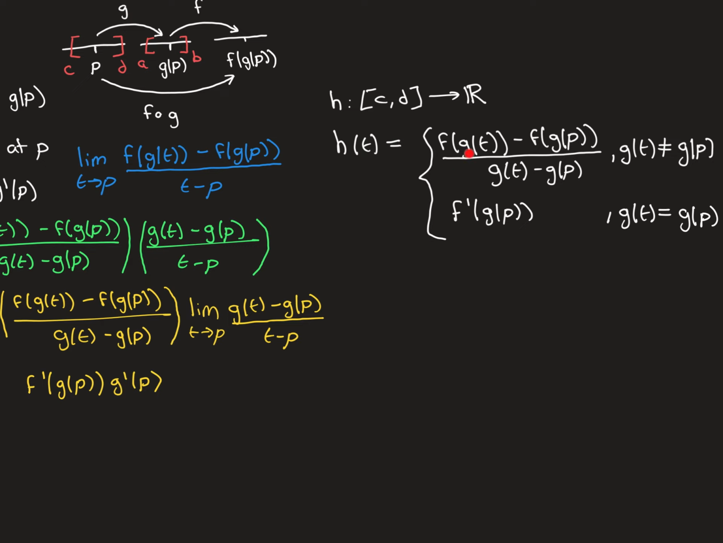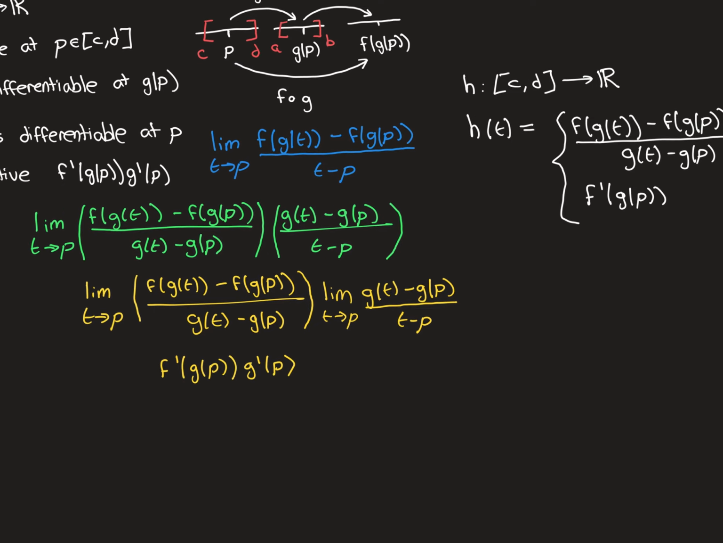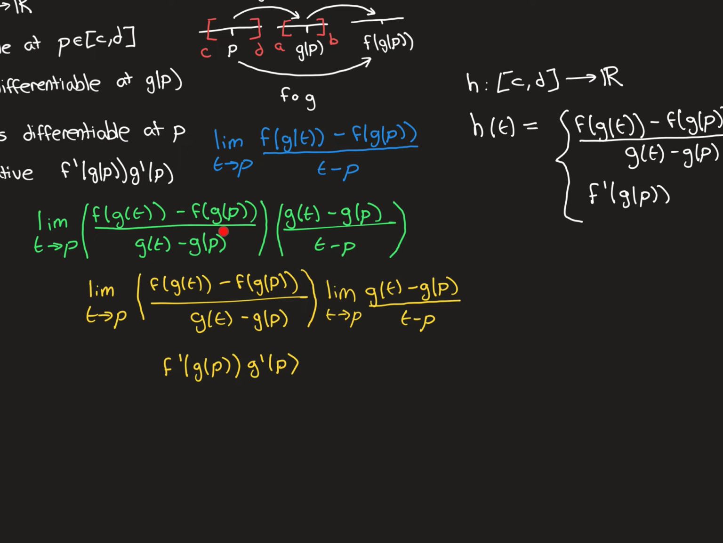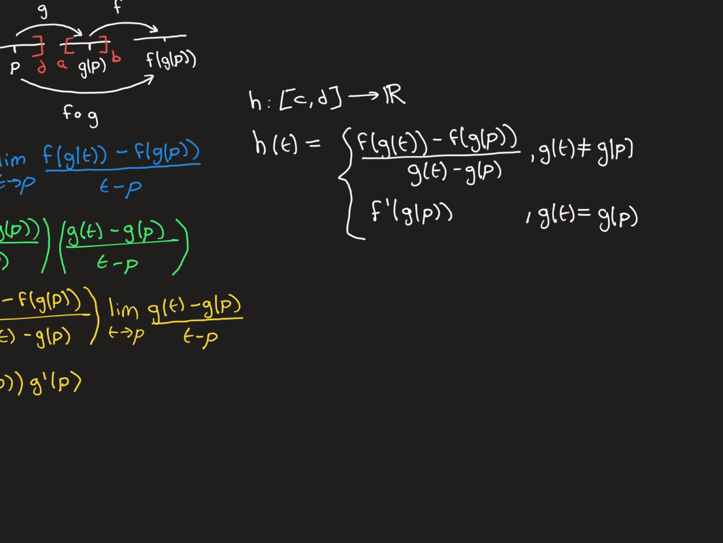So this is f of g of t minus f of g of P over g of t minus g of P. Now you should recognize that. That is this part from our dodgy proof over here. So now this h of t is basically going to be the better version of that in this manipulation. That's what we're going to do. We're going to substitute it in place of that.